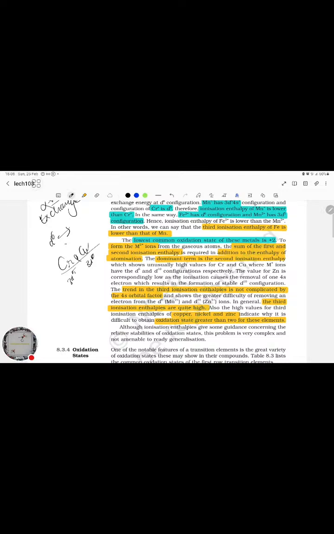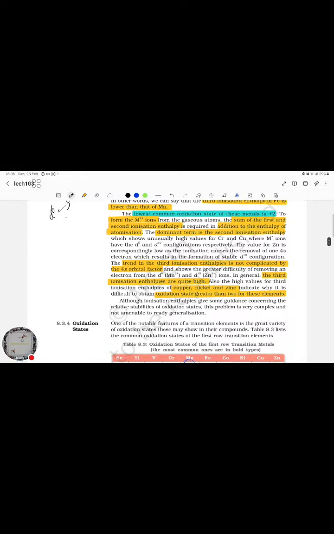The value for zinc is correspondingly low, as the ionization causes the removal of one 4s electron, which results in the formation of a stable d10. The trend in the third ionization enthalpy is not complicated by the 4s orbital factor and shows greater difficulty of removing an electron from the d5 and d10. So as far as the third ionization enthalpy is concerned, we don't need to think about 4s at all, because there are definitely going to be no electrons in 4s. So it is going to completely depend upon the half-filled or completely filled stable state of d orbitals only. So the trend in third ionization enthalpies is not complicated by the 4s orbital factor.